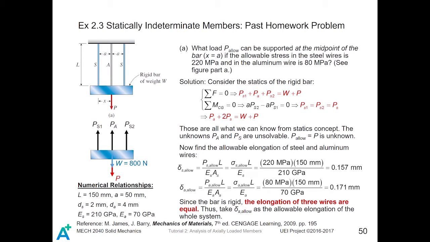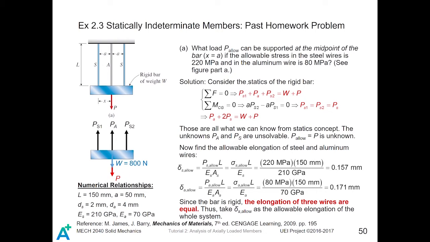Problem A asks us to find the allowable load P of the system. Before we start, we try to analyze the free body diagram of this bar. For this rigid bar, there are 5 forces acting on it: the weight, and 3 forces by the 3 wires. Apart from that, we still have an external load P acting on the system.